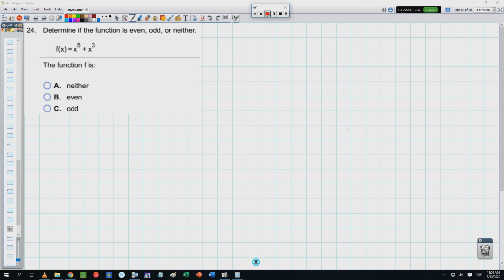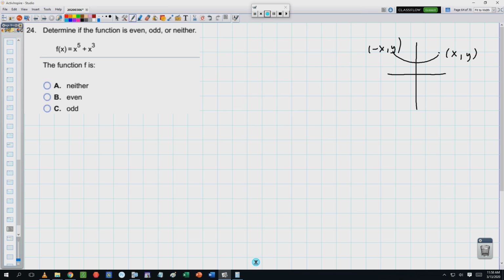We want to determine if the function is even. We've done something like this earlier. If a function is even, then you have beautiful y-axis symmetry. And if you have a point over here that is x comma y, then you have one over here that is negative x comma y.